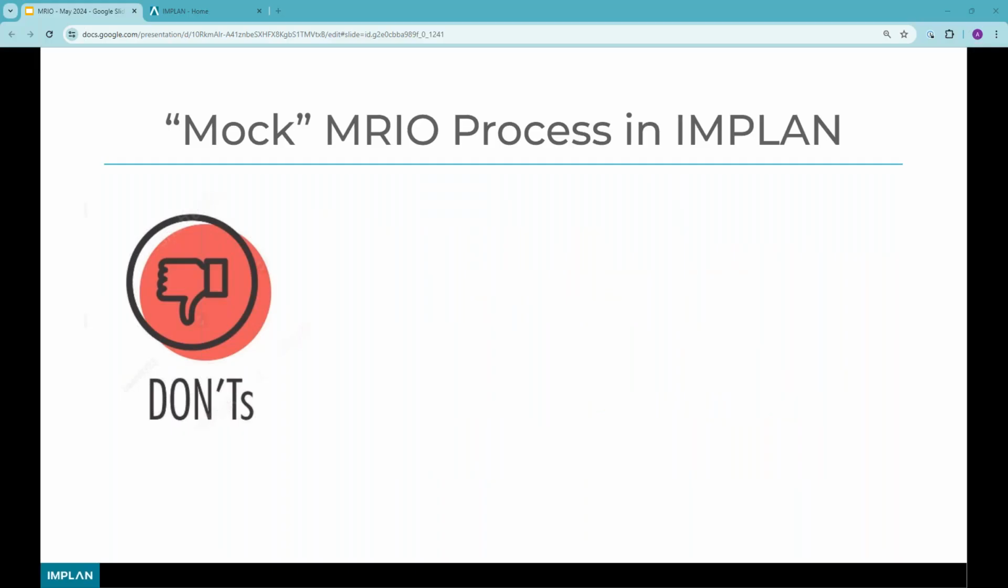Before the advent of MRIO capabilities, there was an approximation method known as the mock MRIO.